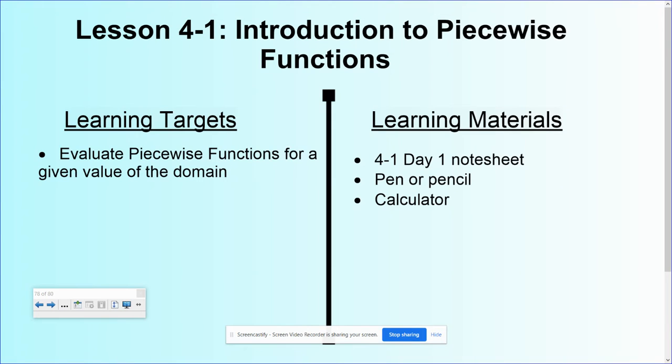All right, guys, we are in activity 4 now. So today in 4-1, we're going to do this in a couple days here. In day 1 today, what we're going to be doing is evaluating piecewise functions for a given value of the domain. Make sure you have the 4-1 note sheet attached in Google Classroom, something to write with, and a calculator because we are going to be doing some evaluating, so you might want that calculator handy.